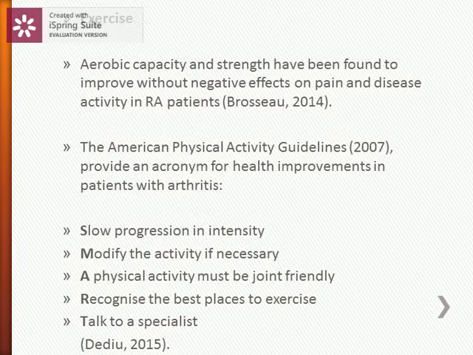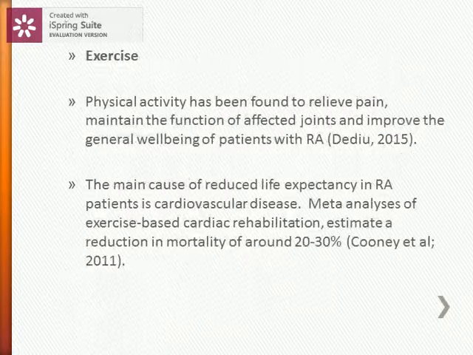Aerobic exercise and strength have been found to improve without negative effects on pain and disease activity in RA patients. The American Physical Activity Guidelines of 2007 provide an acronym for health improvements in patients with arthritis. SMART: Slow progression in intensity, modify the activity if necessary, physical activity must be joint friendly, recognize the best places to exercise, and talk to a specialist.